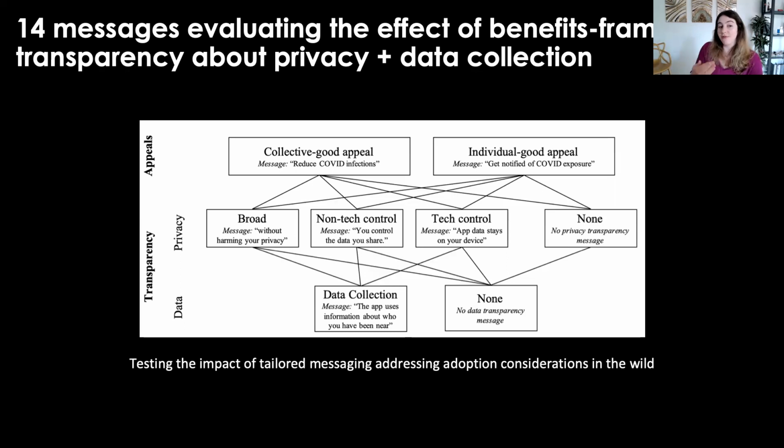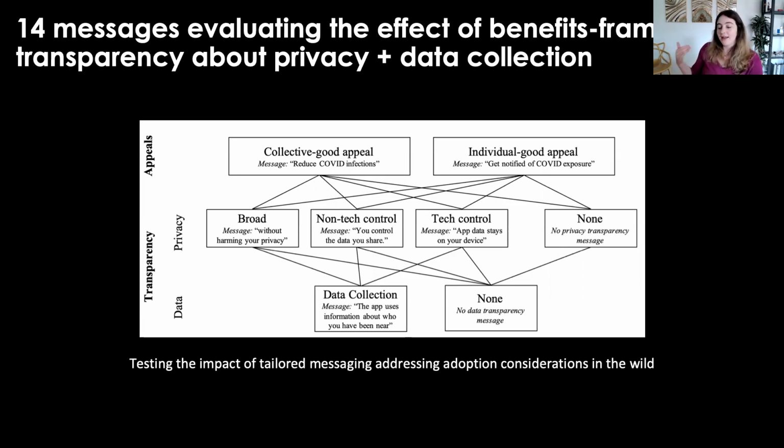So what happens if we're transparent about one of their top considerations, privacy, and in combination, data collection. So we had statements that were very broad, like without harming your privacy, that were focused on control, you control the data you share, or that were quite technical, app data stays on your device, or we didn't mention any privacy at all. Finally, we had transparency around data collection. That was something that popped out specifically in our earlier results in terms of people's considerations of privacy. And so if there was a privacy statement, we sometimes paired that with a statement that said the app uses information about who you have been near.